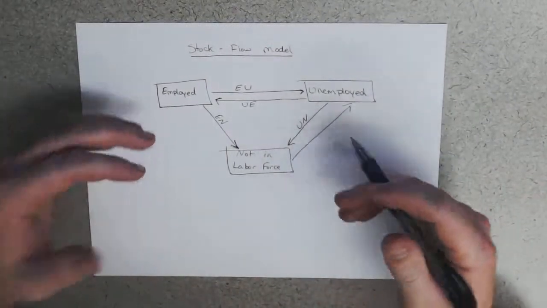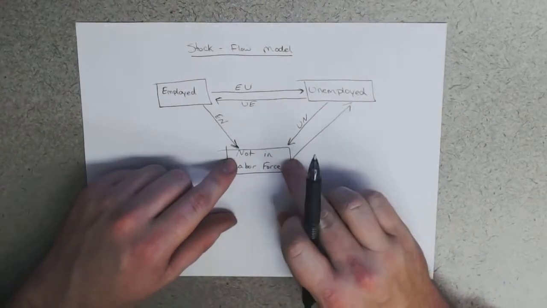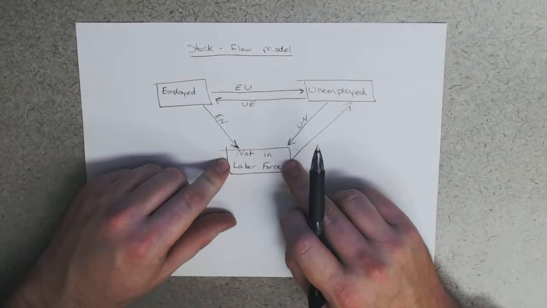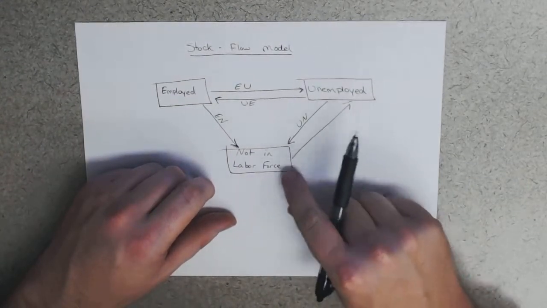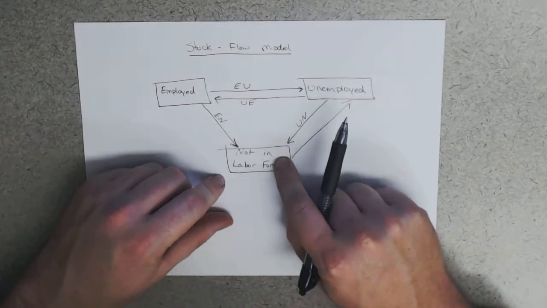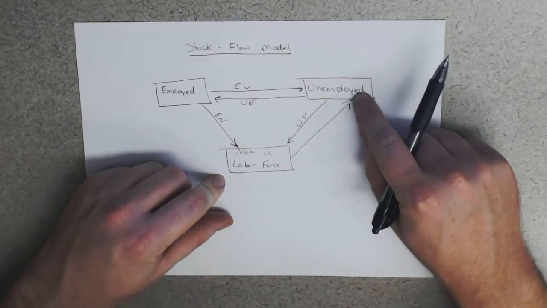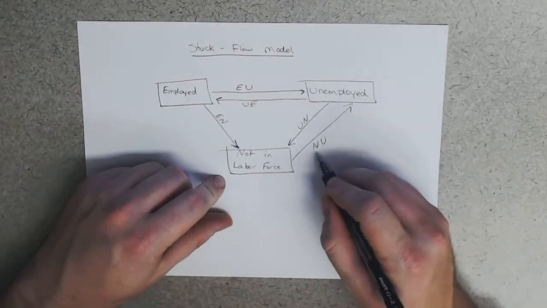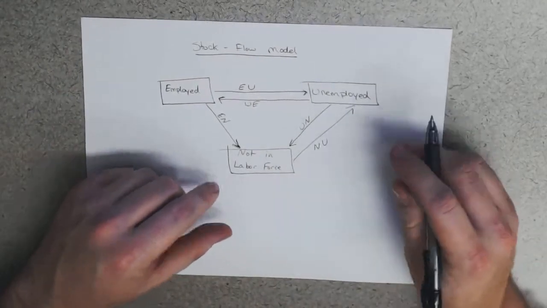Or we can think of this as like you guys, right? After you graduate, let's say you graduate from Ferris and you don't have a job lined up right away, and so you would be not in the labor force because you're in college right now and moving into the unemployed, right? And so we abbreviate this as NU, for not in the labor force to unemployed, okay?